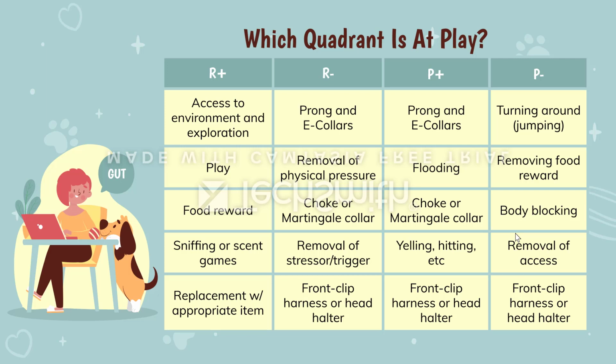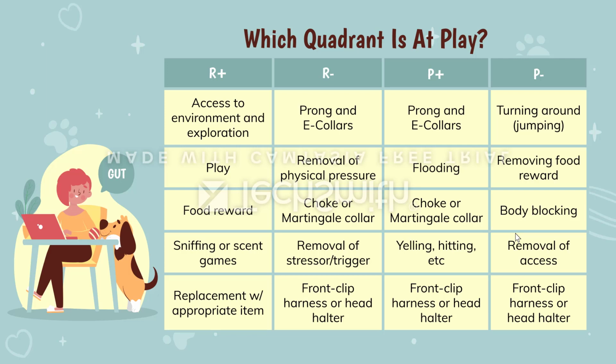So this is just a couple of examples of what quadrants are at play. So positive reinforcement: access to environment and exploration, play, food reward, sniffing or scent games, replacement with an appropriate item. These are all forms of positive reinforcement.